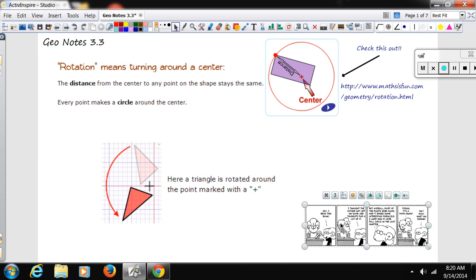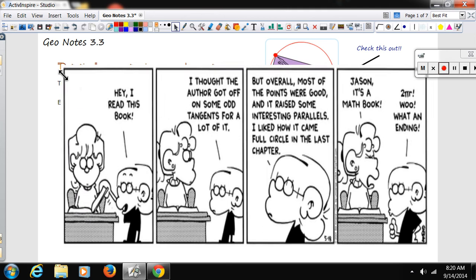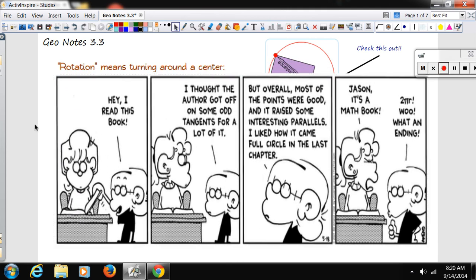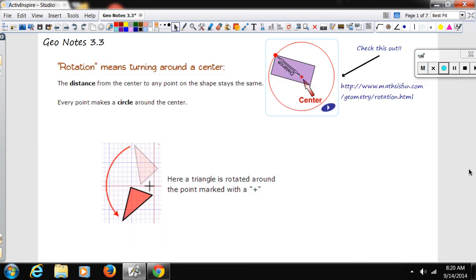Oh, gotta get to our comic. Sorry, I almost forgot about the comic. Here's Jason and Paige talking, and Paige is reading here, and he says, "Hey, I read this book. I thought the author got off on some odd tangents for a lot of it, but overall most of the points were good, and it raised some interesting parallels. I liked how it came full circle in the last chapter." And she's like, "Jason, it's a math book. 2 pi r. Woo, what an ending." So, Jason's my math guy, and I like Jason. All right, there we go.